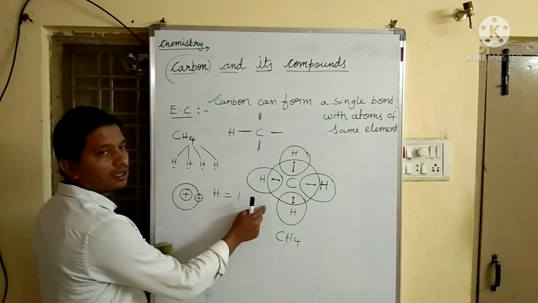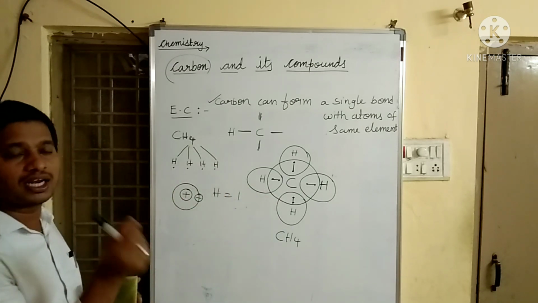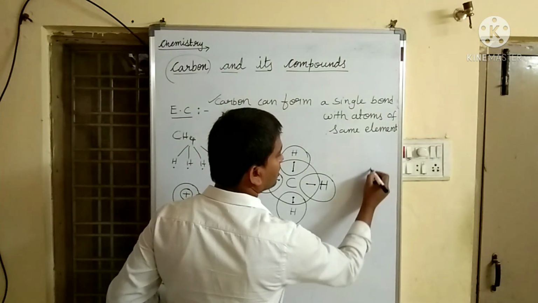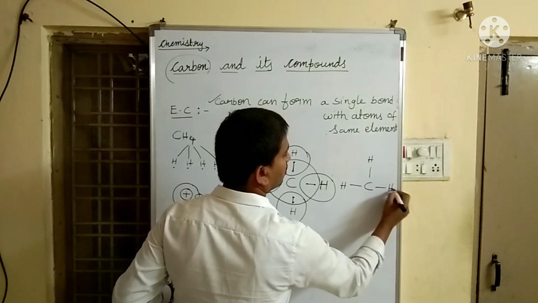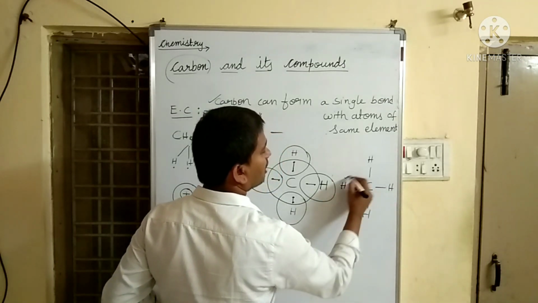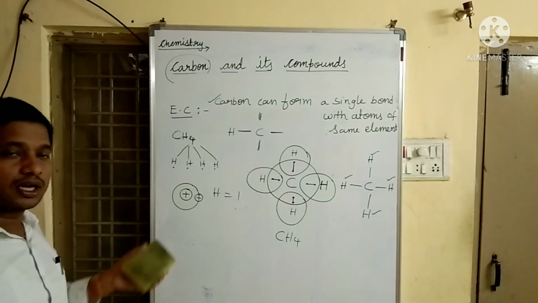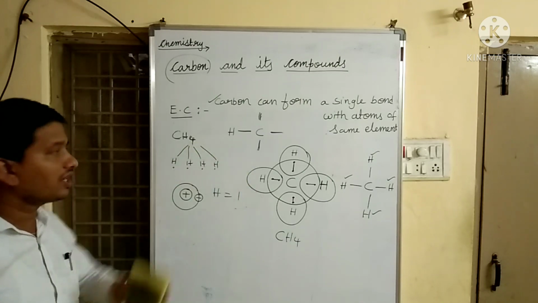So carbon can form a single bond with the atoms of the same element. With the atoms of the same element, I can write it like this: hydrogen, hydrogen, hydrogen, hydrogen. Carbon can also form 4 single covalent bonds with different elements.